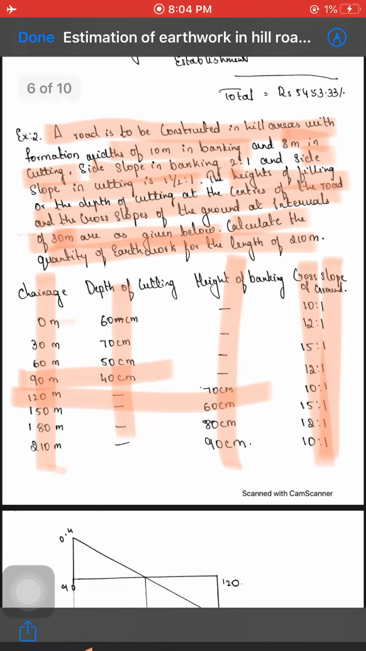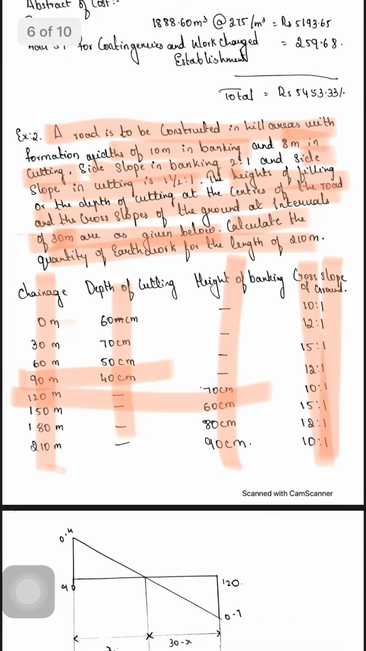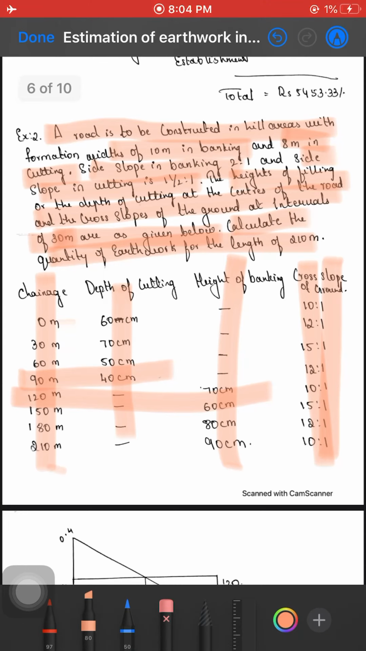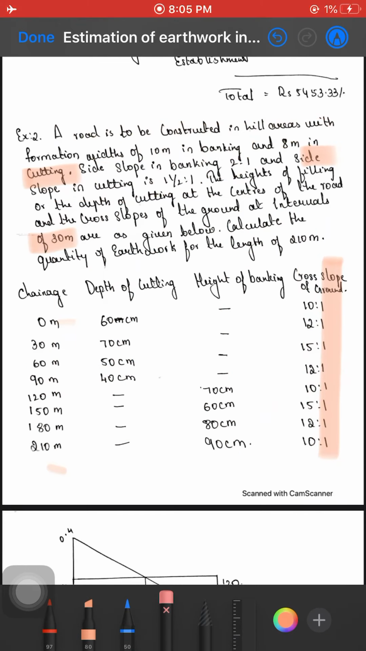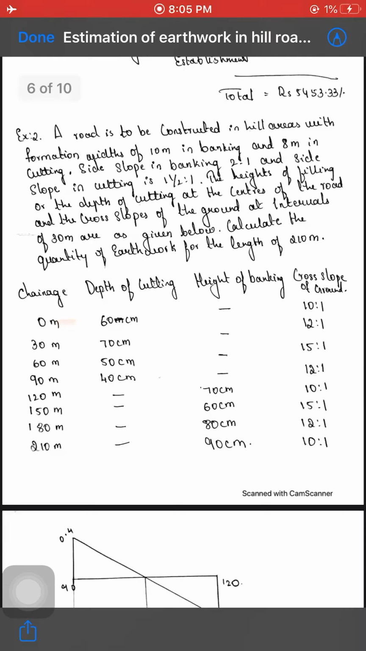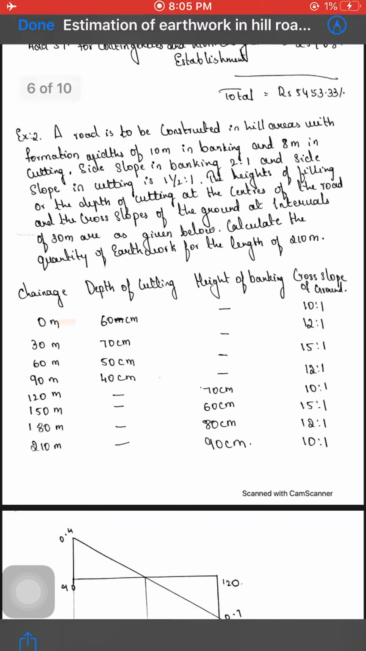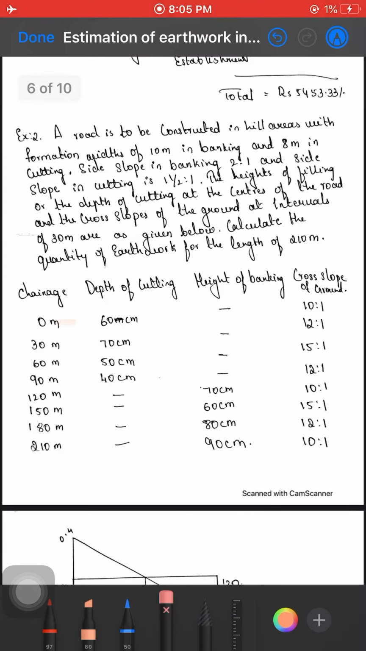In the previous problem, if you see, in the previous problem they had given a constant cross slope. Okay, but in this problem the cross slope is varying. Okay, you have different cross slopes for each chainage. Okay, you need to take that point in.